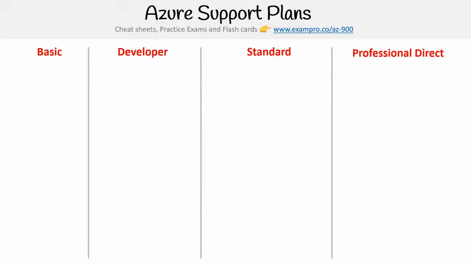Hey, this is Andrew Brown from Exam Pro, and we are looking at Azure support plans. And so we have 4 support plans. We have Basic, Developer, Standard, and Professional Direct. Technically, we have 5 if we count Enterprise. I don't think it's going to be on the exam, and there's not a lot of information around it because you got to call sales to find out those Enterprise price and support. So let's just go through the difference between these things because it's definitely important for your exam.